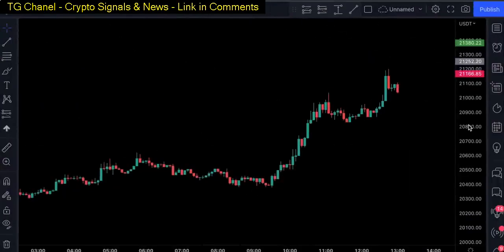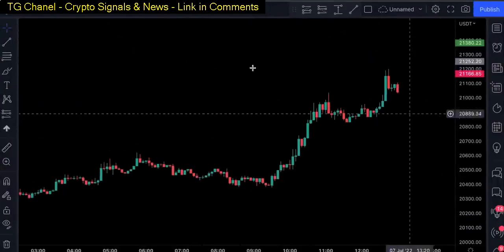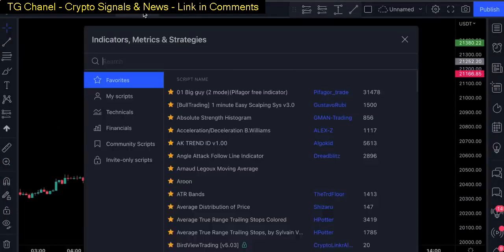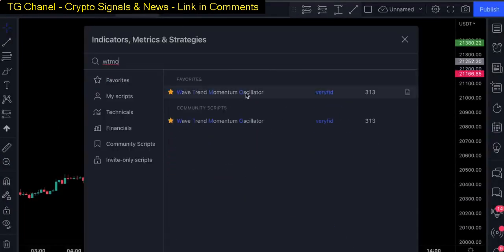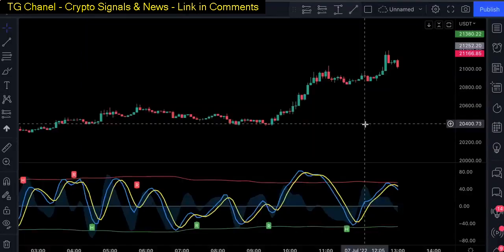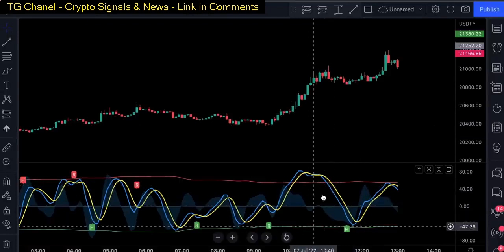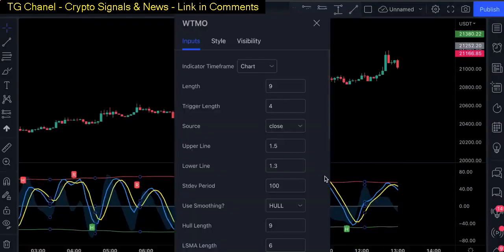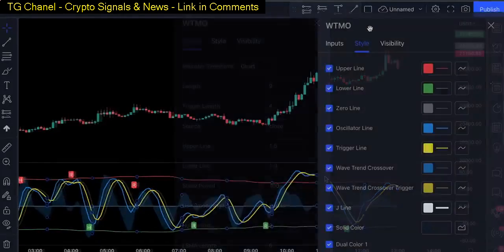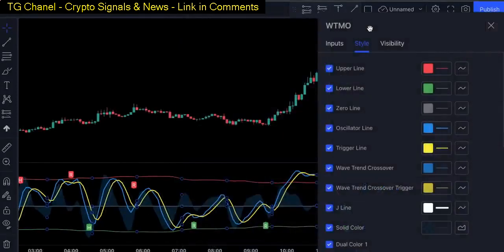Alright, so in second place we've got a really interesting indicator called WTMO, the Wave Trend Momentum Oscillator by Verifid. This is a great oscillator, and besides these 3 moving averages, it also provides overbought and oversold areas. If we access its settings, we see that it has many options for customization, and in the style section we can see what this indicator consists of.